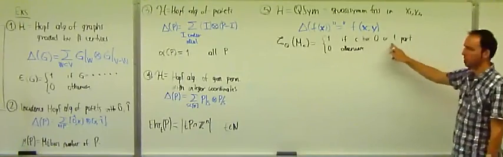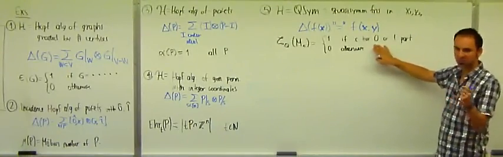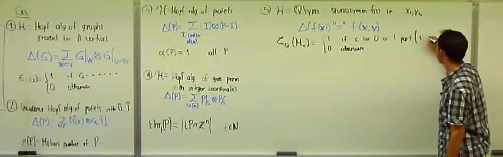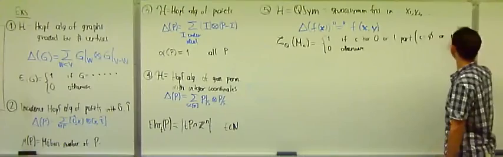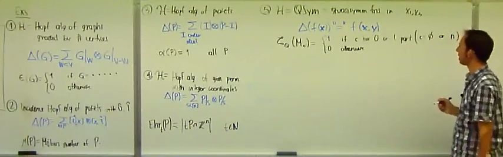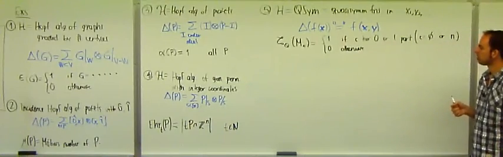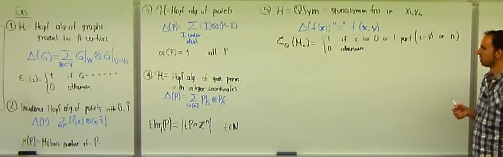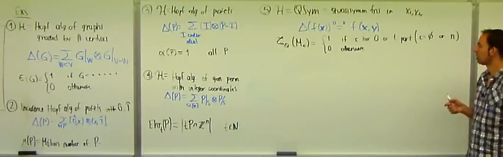So if C has 0 or 1 part, that means that it's either the trivial composition, the empty composition, or it's just a composition. So maybe I'll write it like this: C is either the empty composition or it's just a single number. In that case, you give it a 1. Otherwise, you give it a 0. It's not so immediately clear that this is a character, but let me describe this in a different way, and this is going to be important.